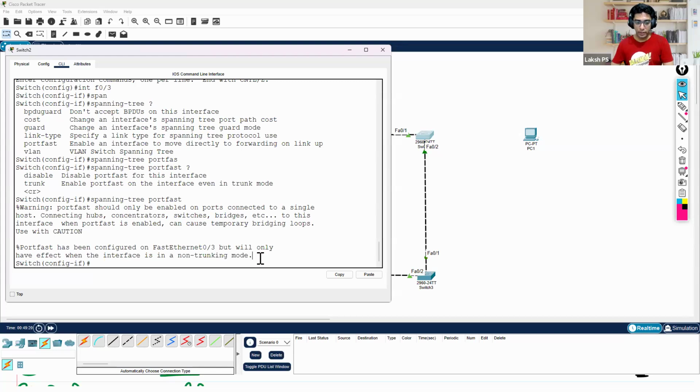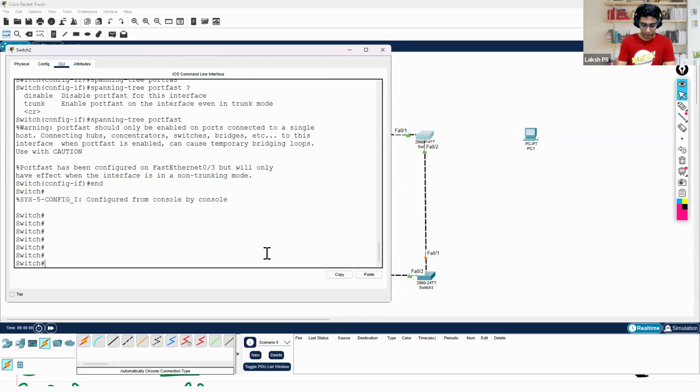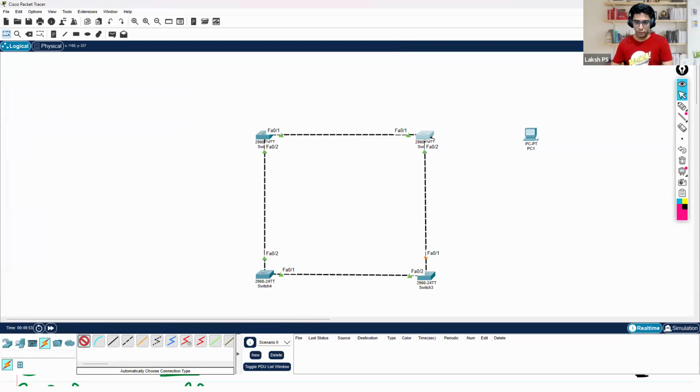What does a non-trunking mode mean? Until and unless that interface is in access mode, your port fast will not work. So you have to make sure that you are running port fast on an access mode interface, where there is no trunk configured on that interface, and you are connecting only a single host to that particular interface. You have to make sure about it. Now let's connect PC1 to switch number 3.